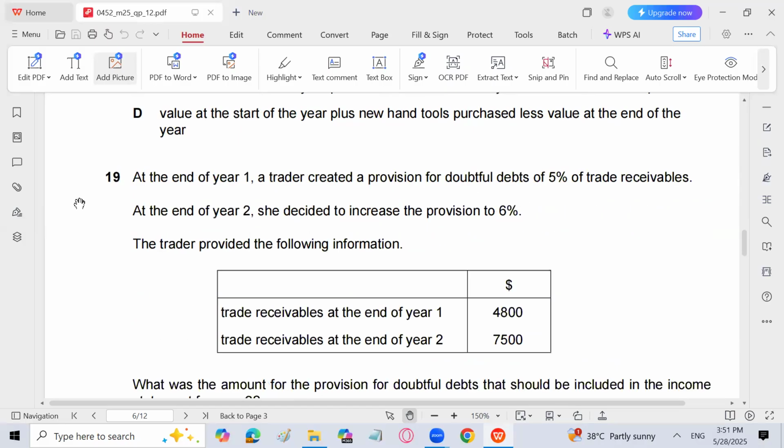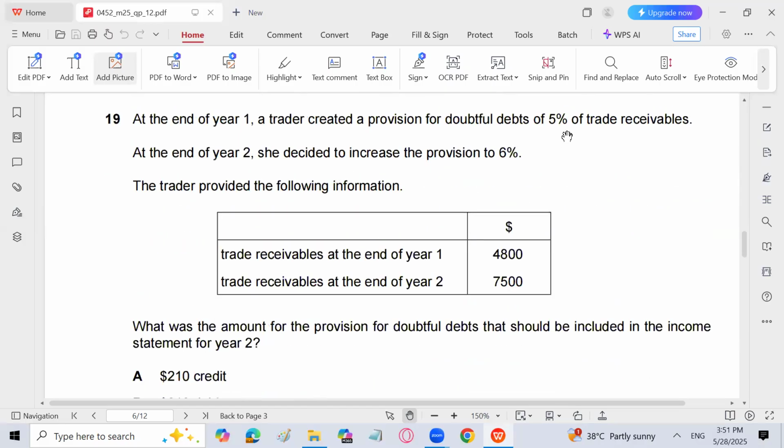At the end of year 1, a trader created a provision for doubtful debts of 5% of trade receivables. At the end of year 2, she decided to increase the provision to 6%. The trader provided the following information. Trade receivables at the end of year 1, 4,800. Again, same thing I will do, which you don't want to do. I will prepare the account.